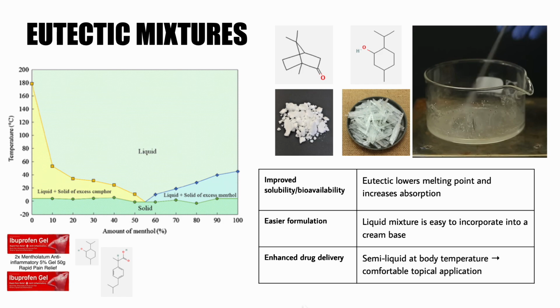Okay, so let's talk about eutectic mixtures. Eutectic mixtures are any mixtures which have a lower melting point when compared to the substances which make them up. The properties of these eutectic mixtures vary based on the substances which make them up.